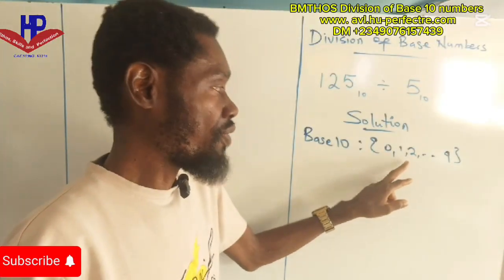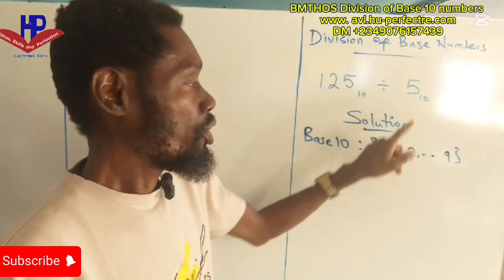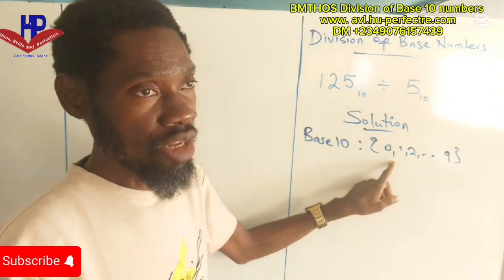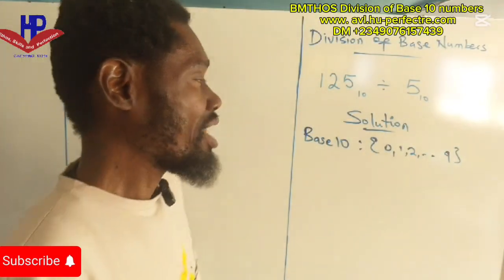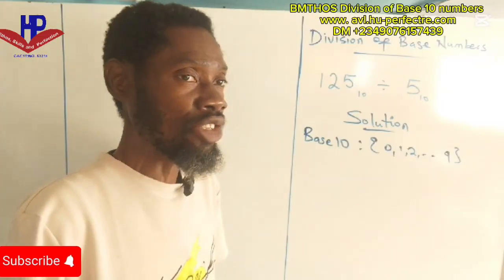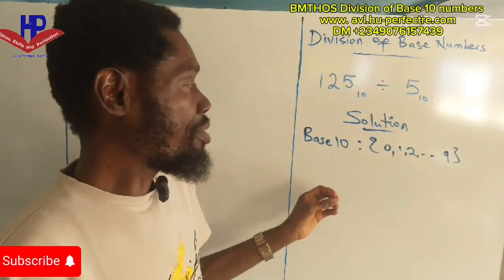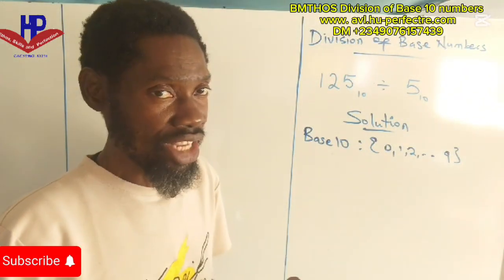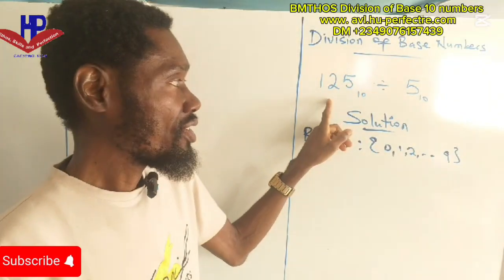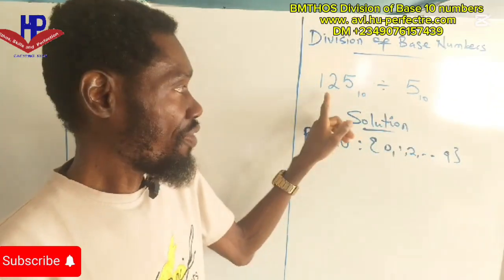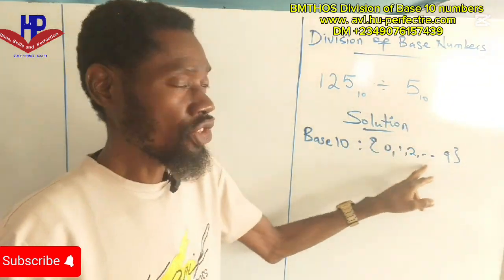Use each of these factors to multiply with the divisor. This method I'm giving you right now should be the method you apply for every other base number you are dividing. Use the factors, or the limit of the base number you're dealing with, to multiply with the divisor. Here is the dividend and here is the divisor. So I'll be multiplying 5 times each of these numbers.